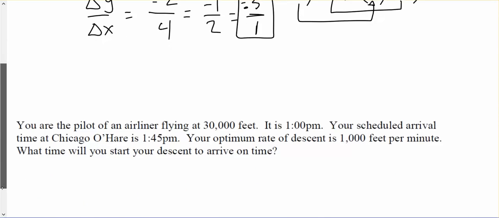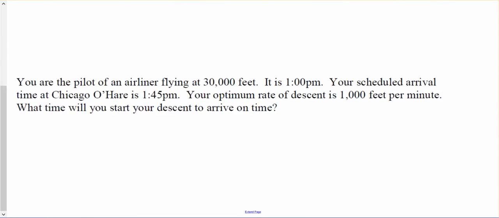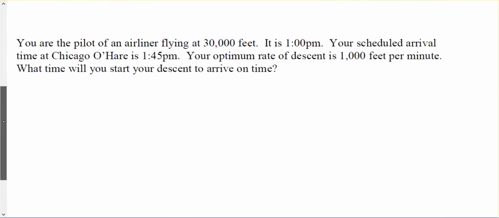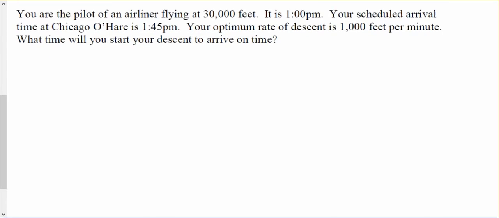Our next problem: you are the pilot of an airliner flying at 30,000 feet. It's 1 p.m. Your scheduled arrival time at Chicago O'Hare is 1:45. Your optimum rate of descent is 1,000 feet per minute. What time will you start your descent to arrive on time?